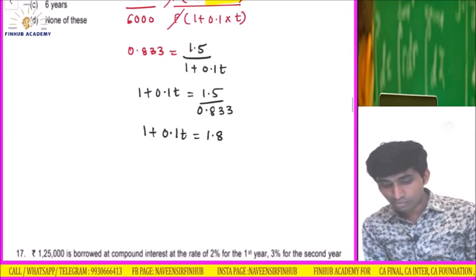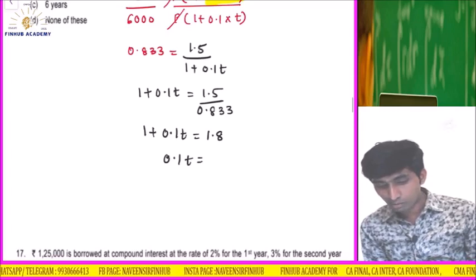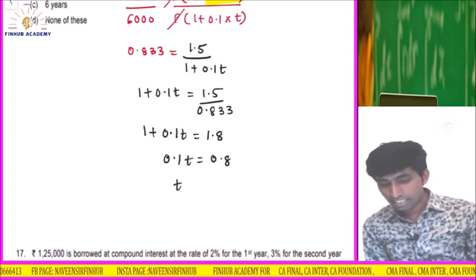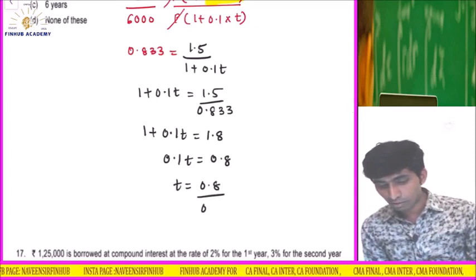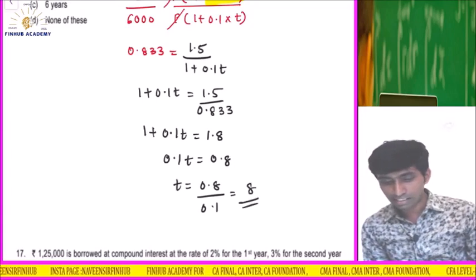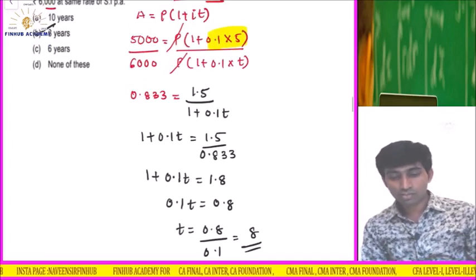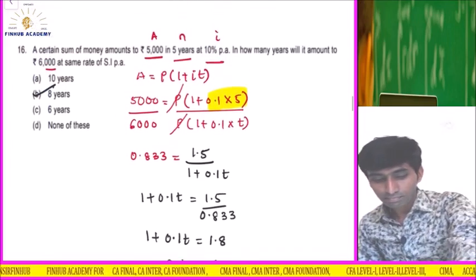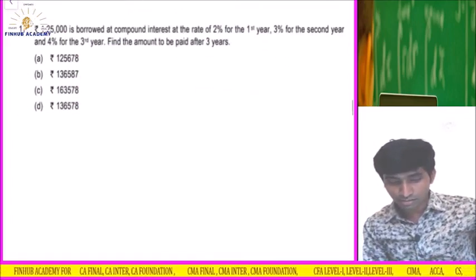So I will minus 1. 0.1 t is equal to, if I minus 1, 1.8 minus 1 is 0.8. T is equal to 0.8 upon 0.1. Answer is 8 years. You can check. So the answer is 8 years. Easy? Fine. Let's move to the next question.